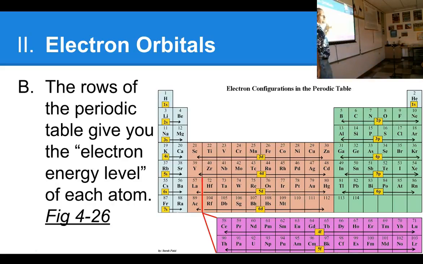So what about the browns? The d's, so cobalt has 1s electrons, has 2s electrons, has 2p electrons, has 3s electrons, has 3p electrons, has 4s electrons, has 3d electrons.